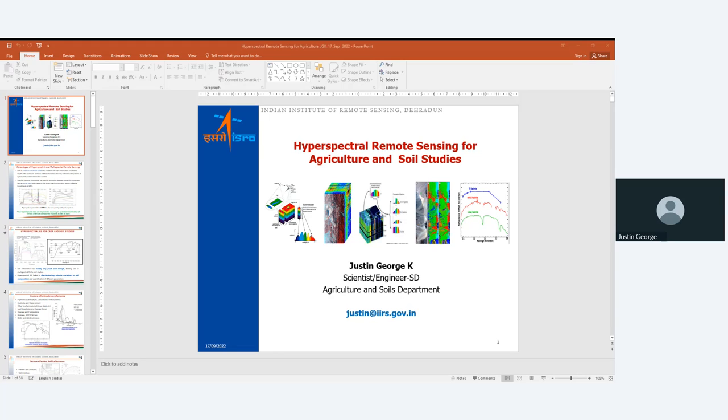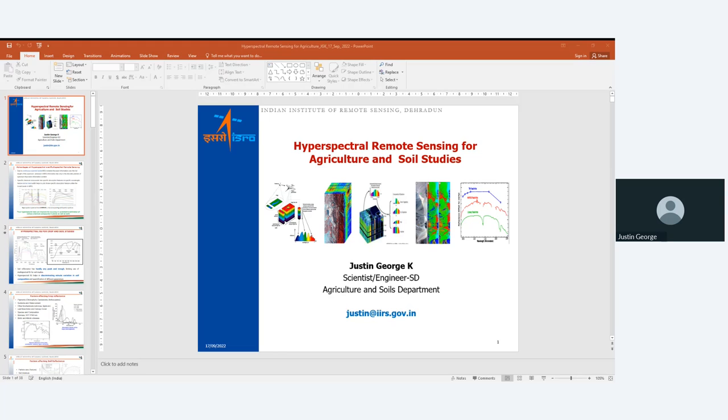Coming to the specific applications of hyperspectral remote sensing, especially with respect to crop as well as soil studies, I think you might have been seeing this for the n number of times since few people are associated with remote sensing. So this is basically the spectral reflectance curve of a healthy vegetation.